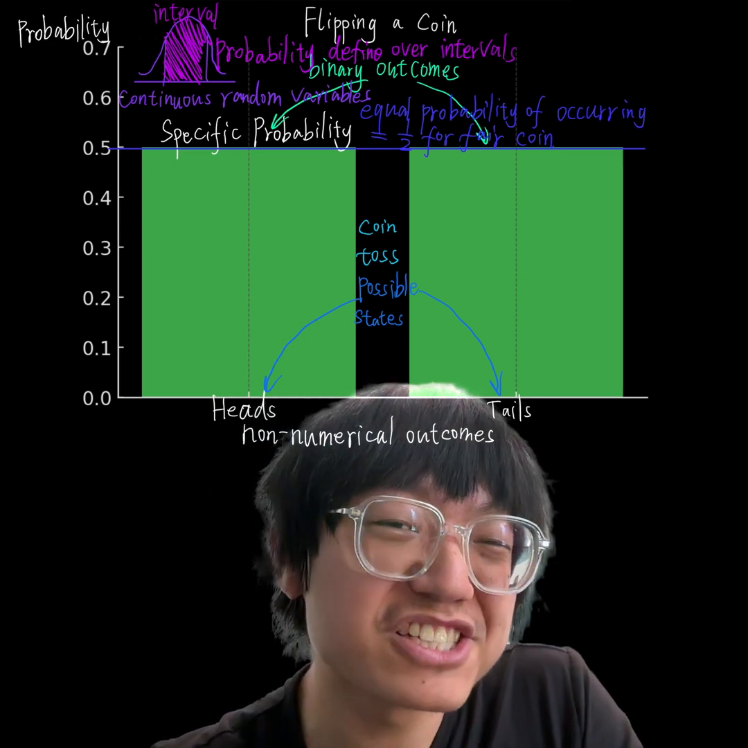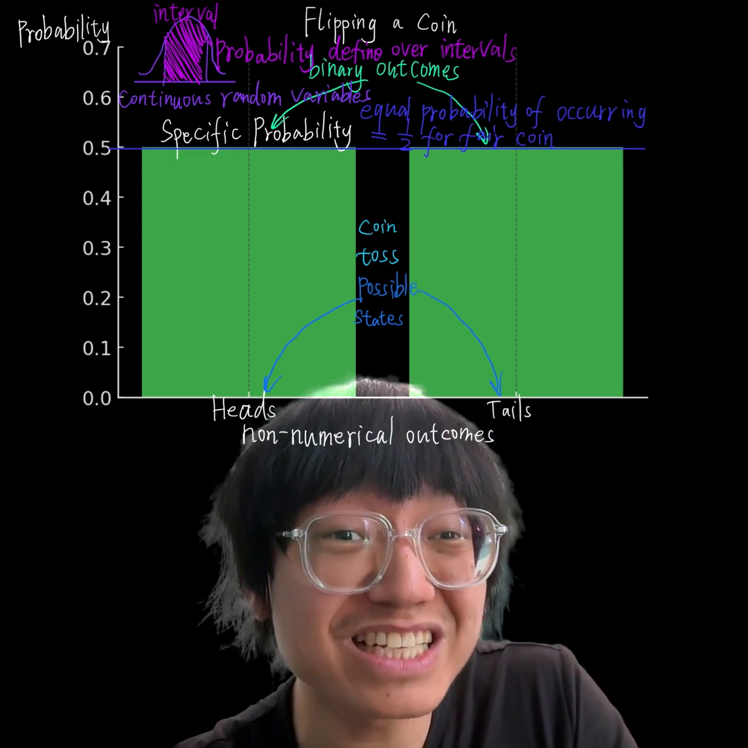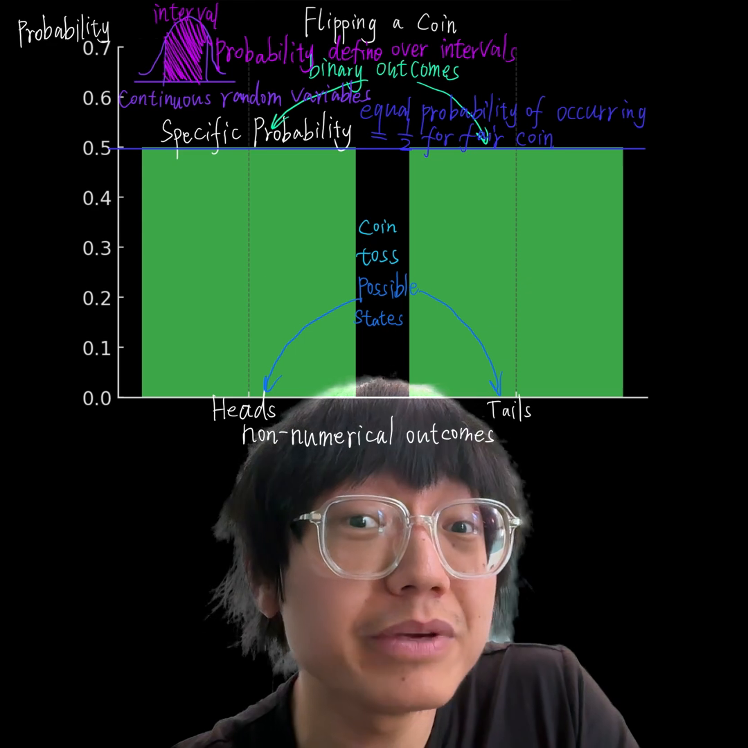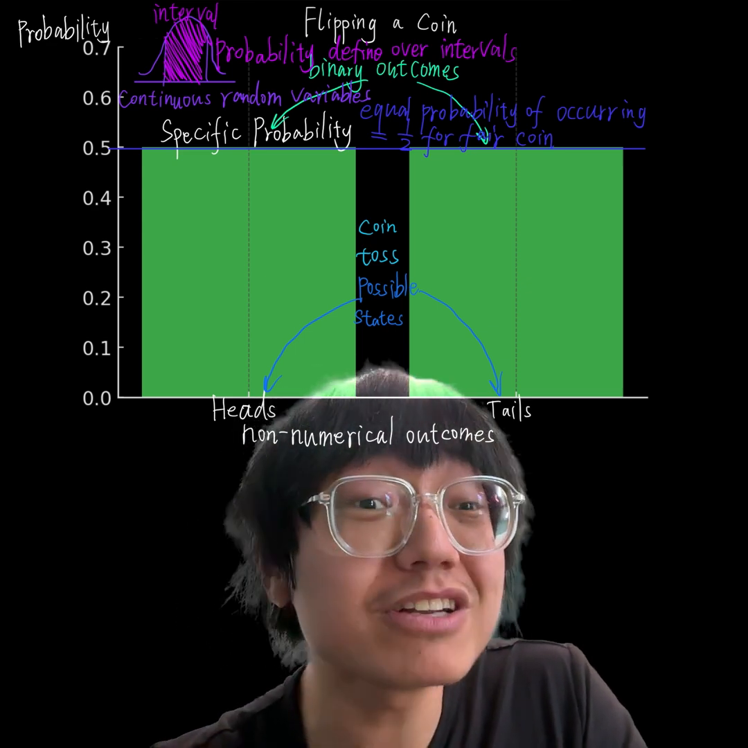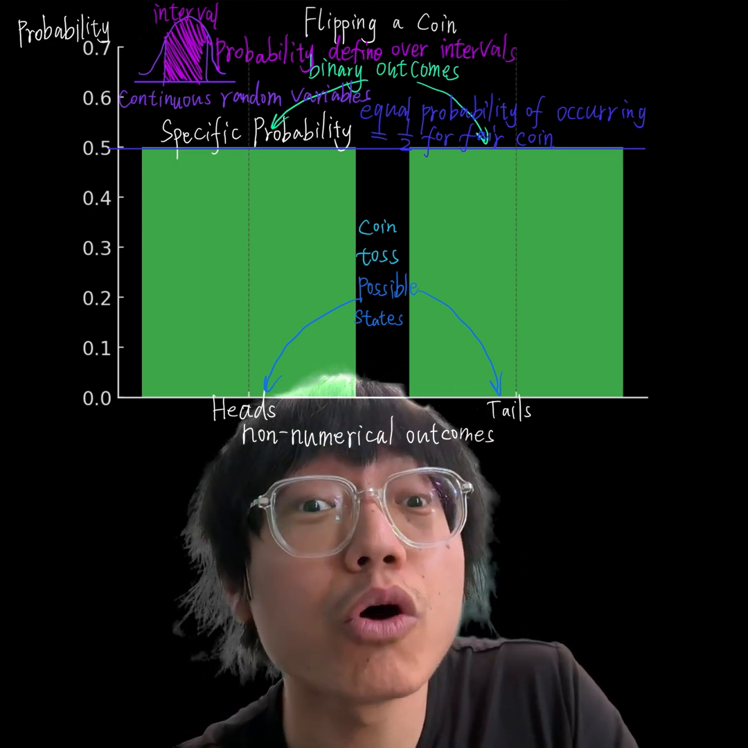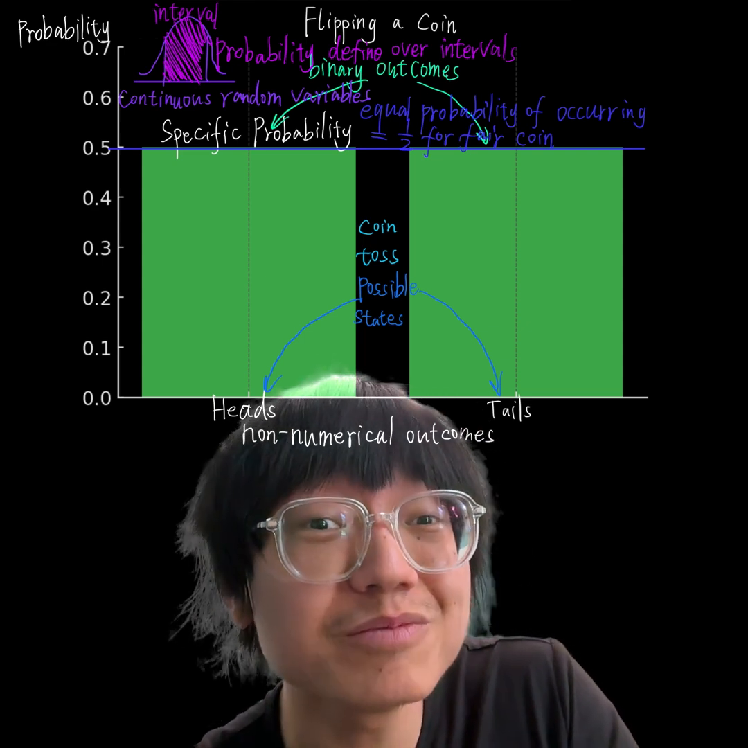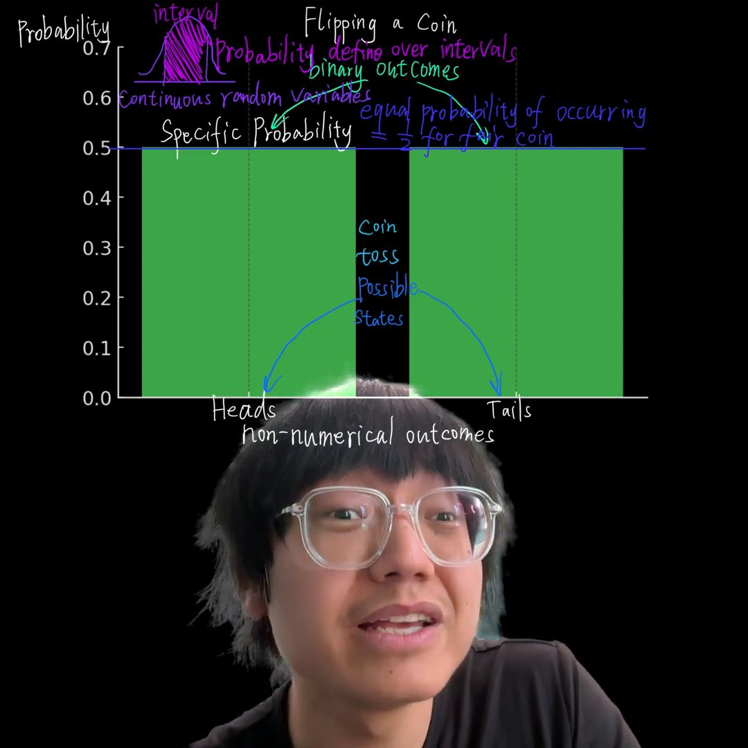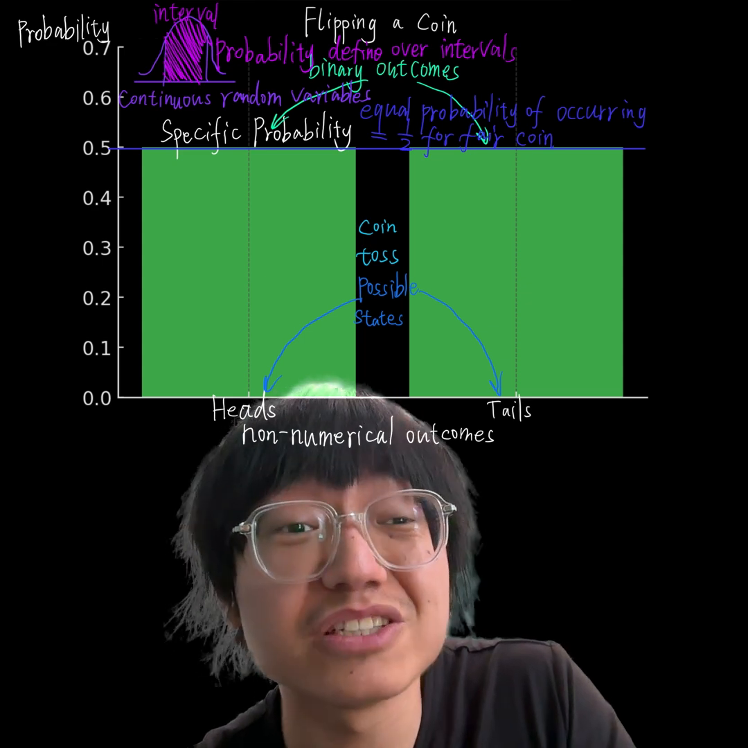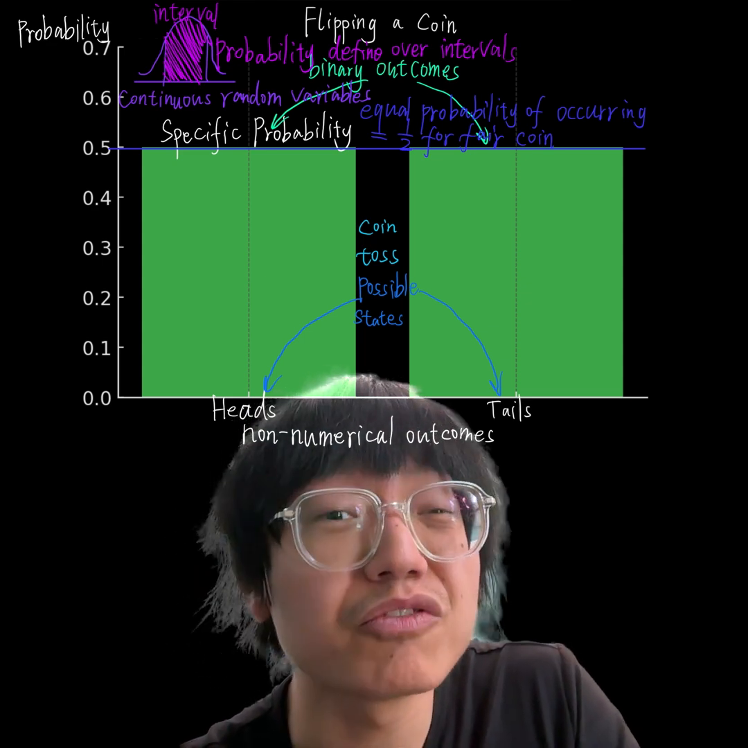This visualization demonstrates the characteristics of discrete random variables effectively, particularly their ability to handle non-numerical outcomes, in contrast with continuous random variables that only deal in numerical ranges, with probabilities defined over intervals.